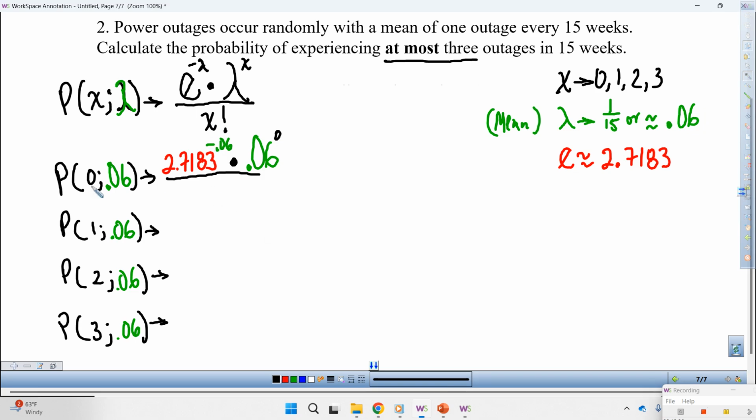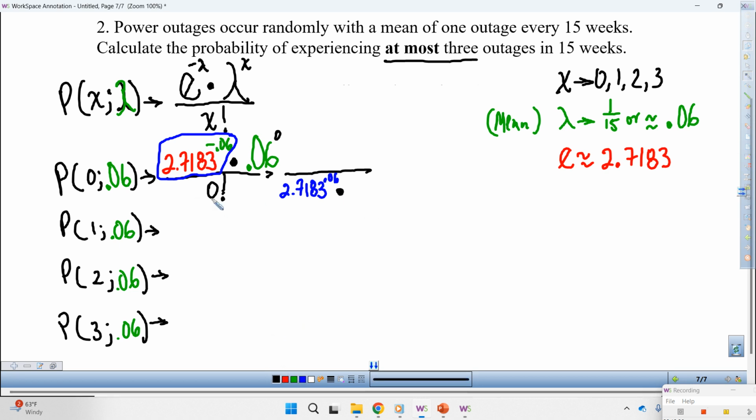And let's go to the denominator. X is, again, 0 factorial. All right, here we go. At the next step, look up. What do we do with this? Remind your neighbor. What do we do with this negative exponent? What happens to that? Send it to the denominator. That is correct. So I'm going to send it down here, 2.7183. And we change the exponent to a positive 0.06 exponent.